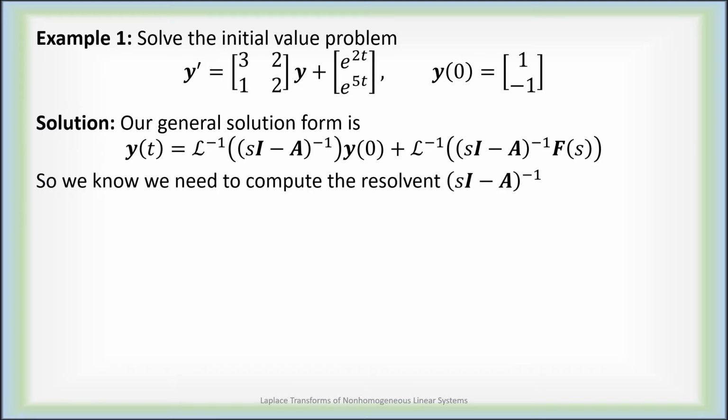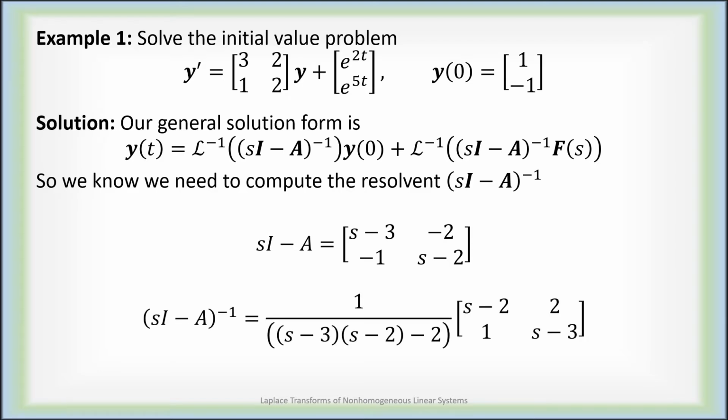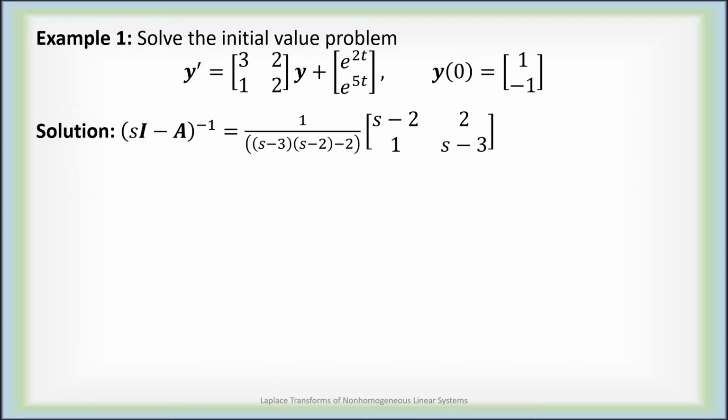We're going to need the resolvent matrix, (sI minus A) inverse. We need it twice. Here, to take the inverse Laplace transform, and here, to multiply by capital F of s and then take the inverse Laplace transform. Well, sI minus A is given by the following matrix. Since it's 2 by 2, we can use our familiar formula to invert it. So here is the resolvent matrix (sI minus A) inverse.